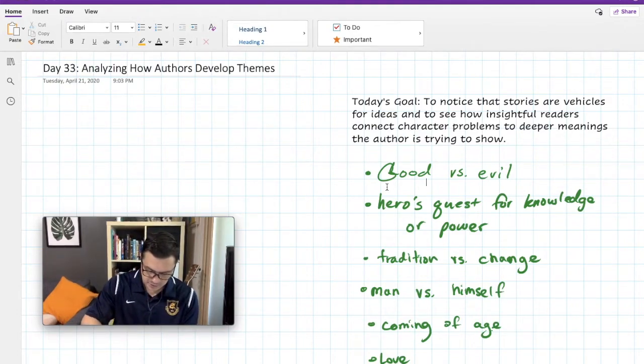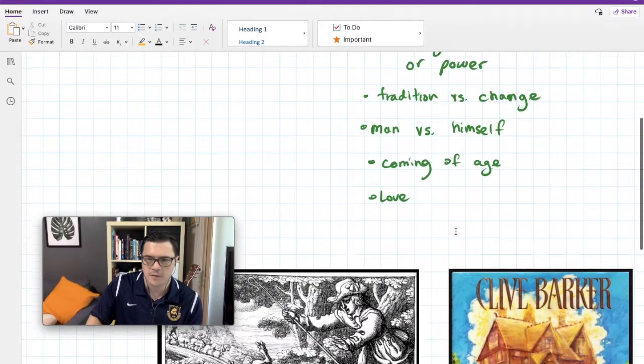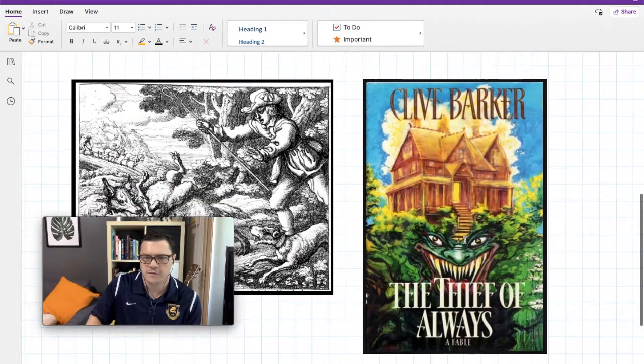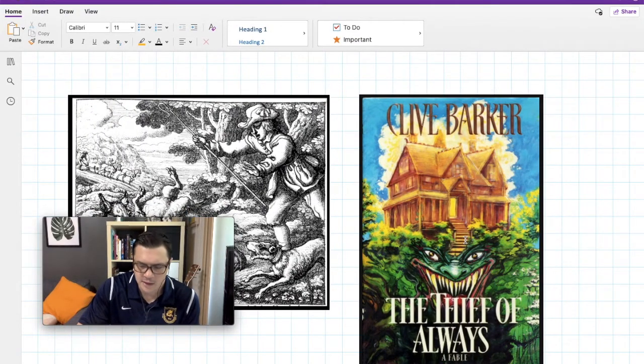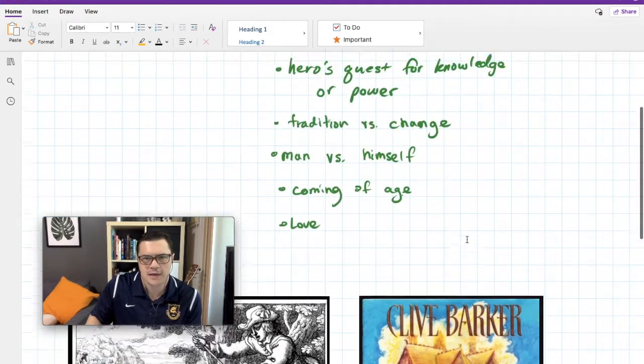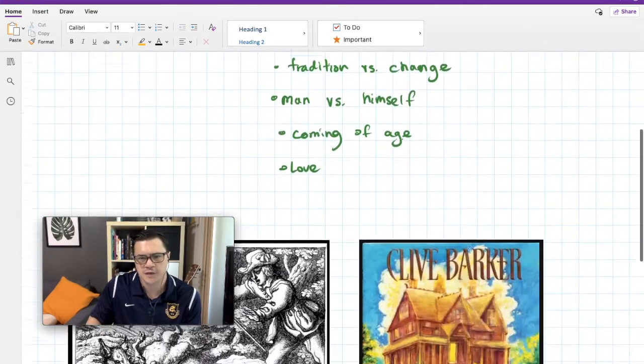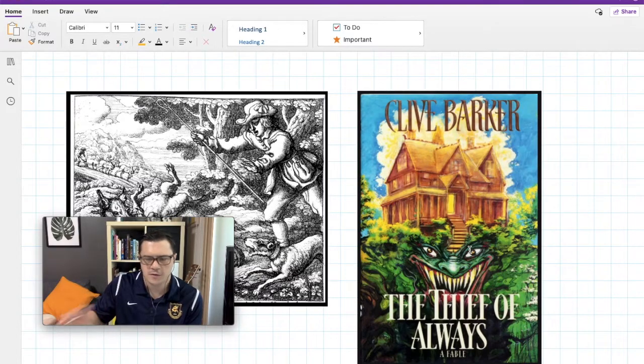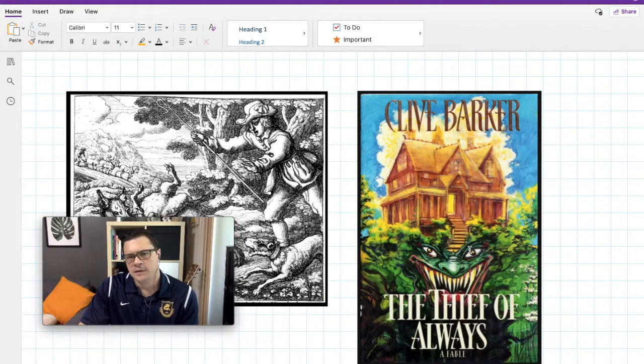So when I thought about our book, and I've got it right here, The Thief of Always, and we're about 8 chapters in, I had some trouble trying to connect these universal themes to our story because we're not deep into the book yet. I'm not really sure when I ask myself, what does the house represent, and who is Mr. Hood? What does he represent?